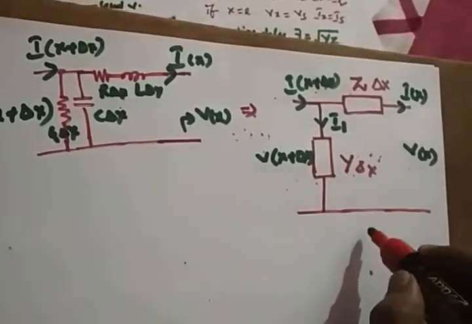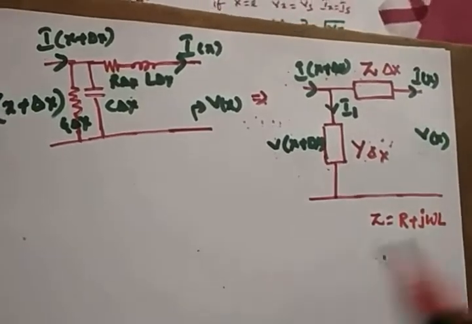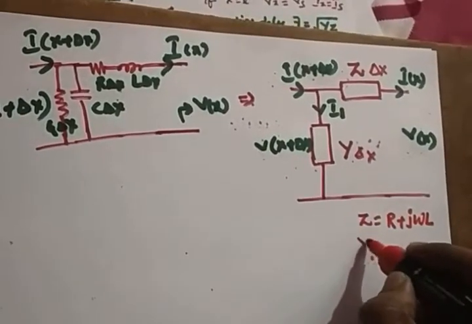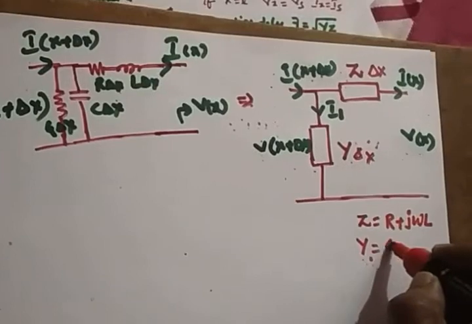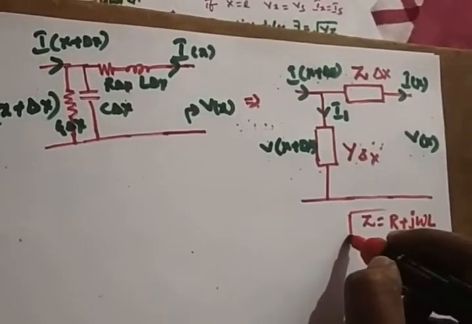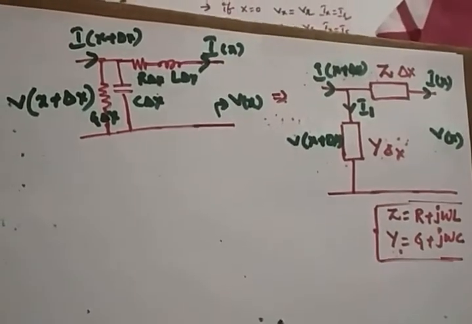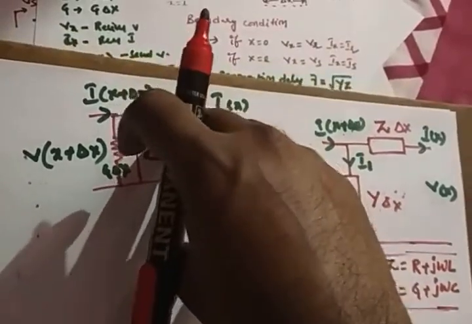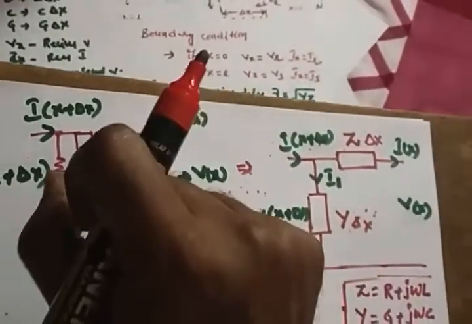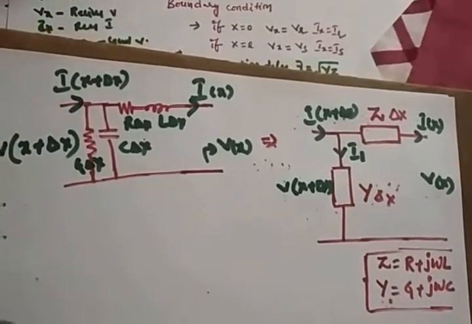Alright, so where Z is equal to R plus j omega L, right? And Y is equal to G plus j omega C, right? You know the impedances are connected in series and admittances in shunt. Hope it's clear, right? This schematic we are representing like this in a simple manner, right? Now we'll solve the equation.